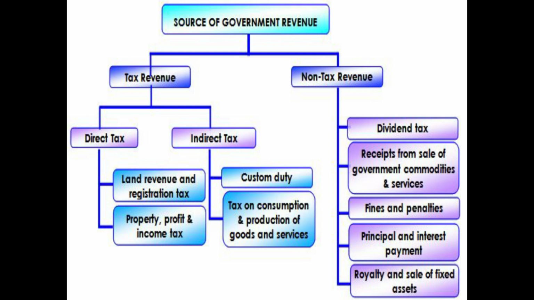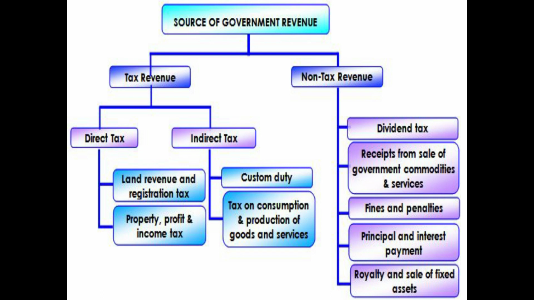Now land revenue and registration tax, this is also the direct tax because a person who owns the land is liable to pay the tax. And property, profit and income tax, this is levied and paid by the same individual.